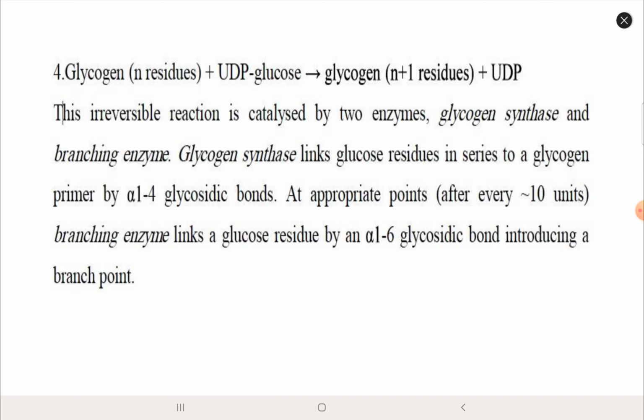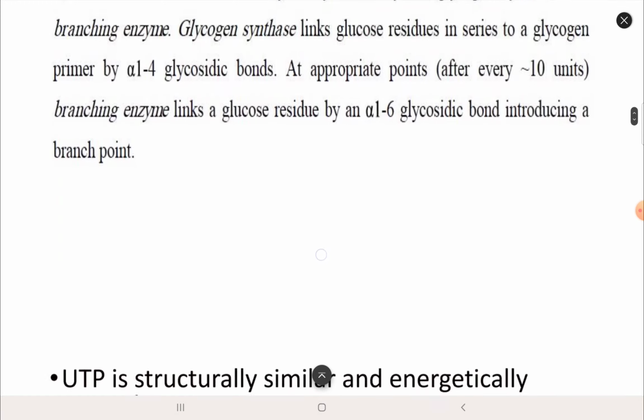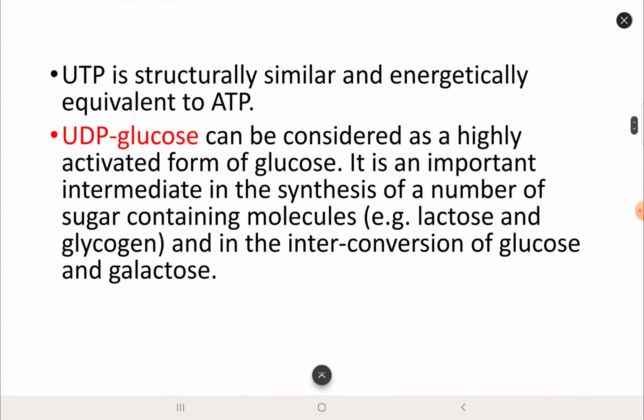We have two types of bond, alpha-1,4 glycosidic bond and alpha-1,6 glycosidic bond, and the branching. UDP glucose is considered as an active form of glucose, or donor of glucose.